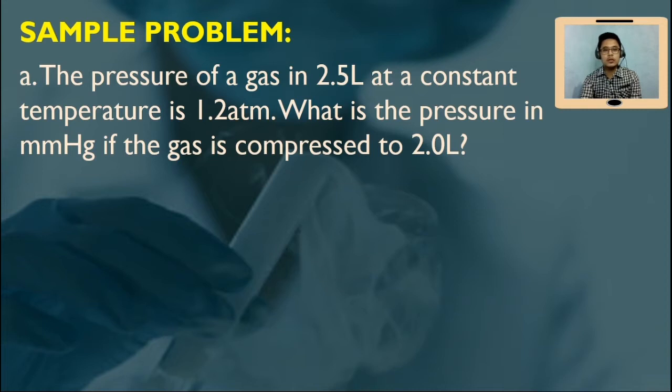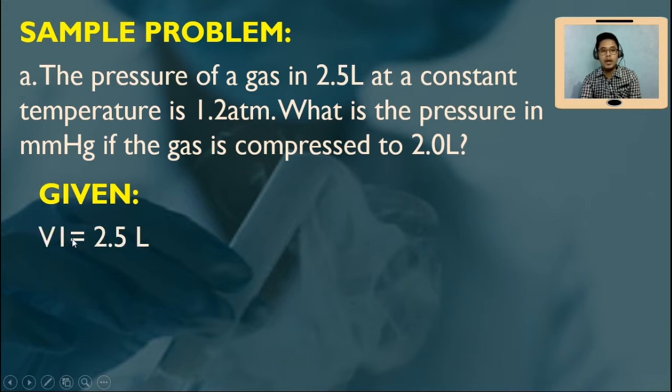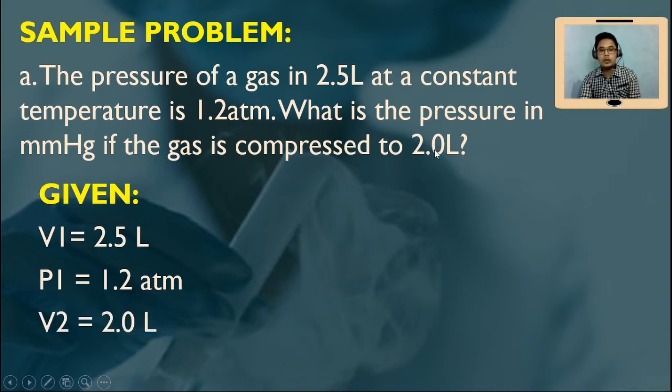So the first thing you need to do is to analyze the problem. And after nyo siyang i-analyze, the next thing you need to do is to write all the given values. So we have V1, which is the initial volume, 2.5 liters. Ito siya. And then next is the initial pressure, which is 1.2 atmosphere. Next is the V2, which is 2.0 liters. And the unknown quantity is the final pressure.